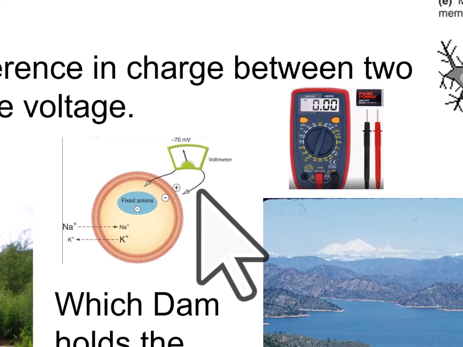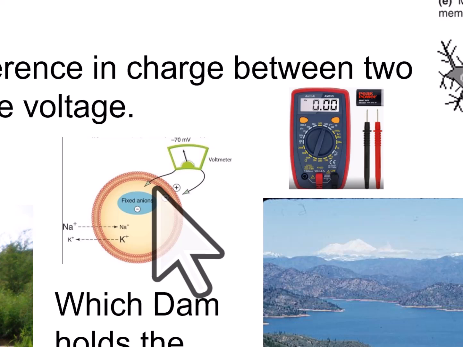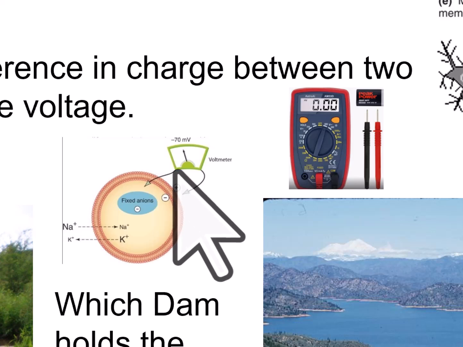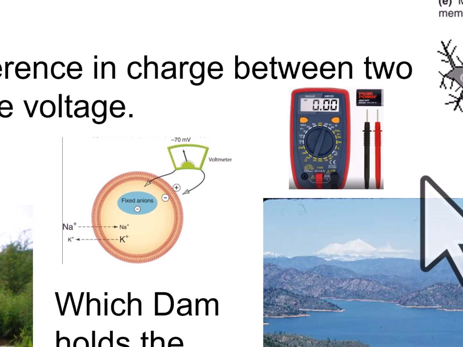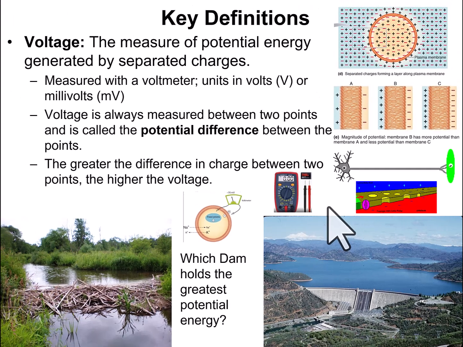But if I put one outside the cell and one inside the cell, that's going to measure a difference, a potential difference between the 2 points. And that will be a negative charge, a relatively negative charge. For example, neurons is going to be around minus 70 millivolts. The greater the difference in charge between 2 points, the higher the voltage.